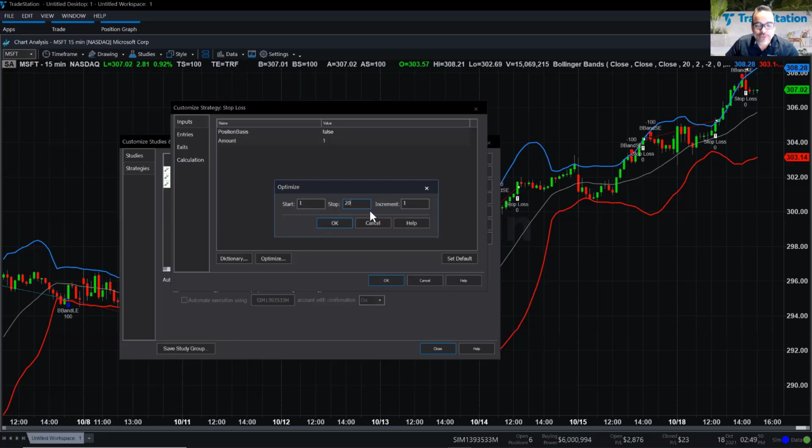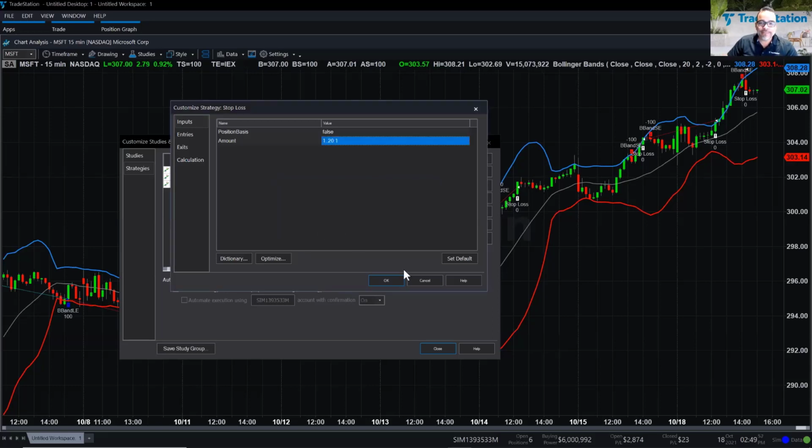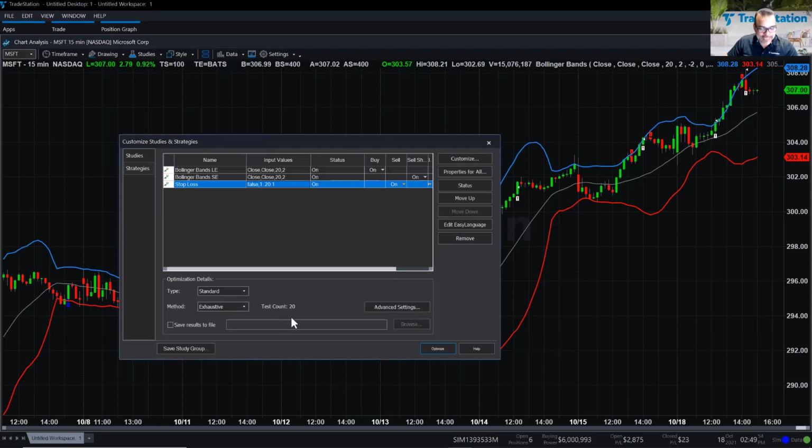I'm going to test from 1 to 20, click OK. If I look at the test count, because once you go back here into the list of strategies, it tells you that the test count is going to be 20. And it makes sense because if it starts at 1, goes all the way to 20, then it's just a total of 20 tests. But it's going to pick the one that has the most net profit, which is the fitness factor that is used in optimization.